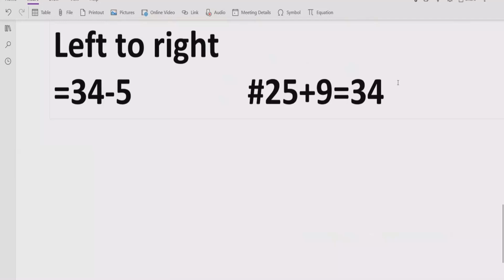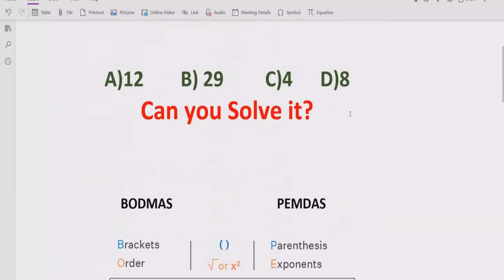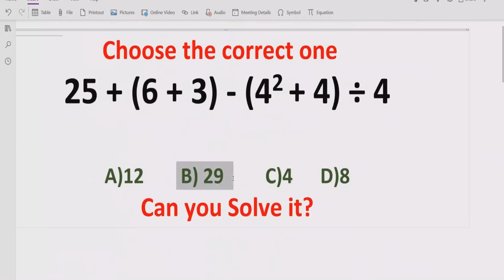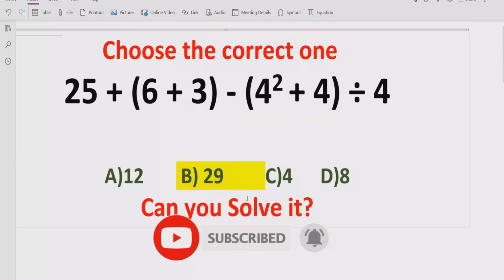Now move forward to solve. We have 2 terms which are subtracting each other. So the answer of the given expression is 29. So if you see the answer list, so answer B is the correct answer. I hope you understand how you can solve the given expression using PEMDAS and BODMAS method and find out the correct answer.